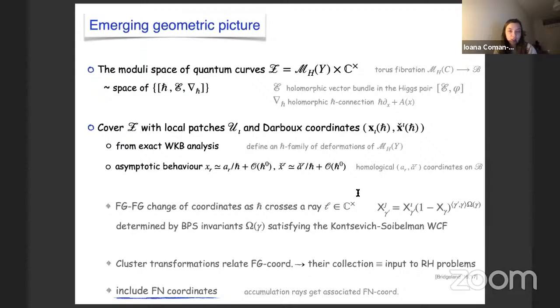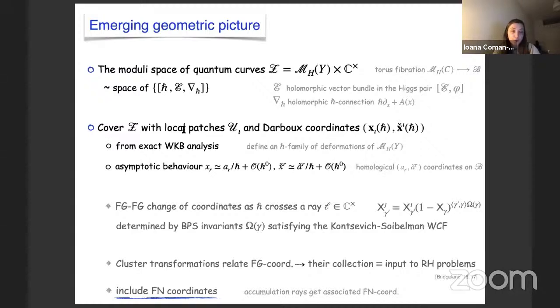But okay, now I would like to return to the slides I had at the very beginning, giving a preview of the emerging big picture, because this can now serve as a concise summary and also a good point to discuss some of the things. So I showed how quantizing the Seiberg-Witten curve defines the moduli space of quantum curves as a deformation of the Hitchin moduli space.